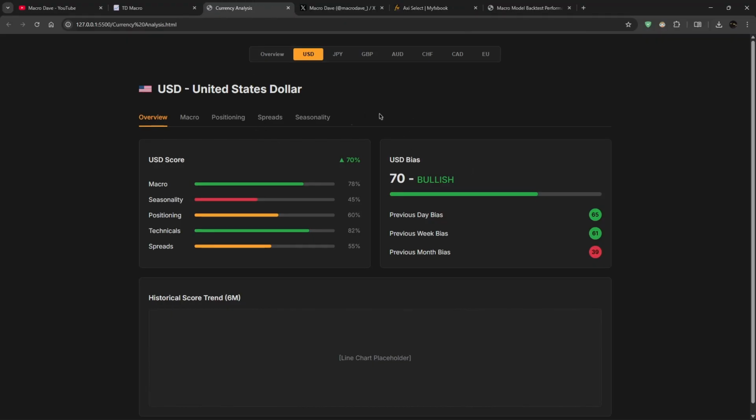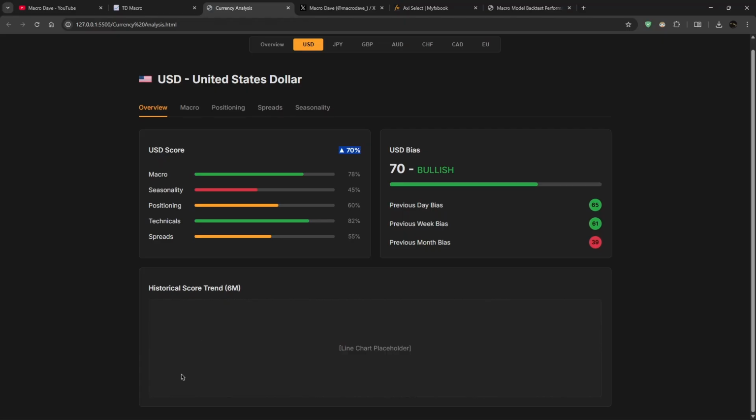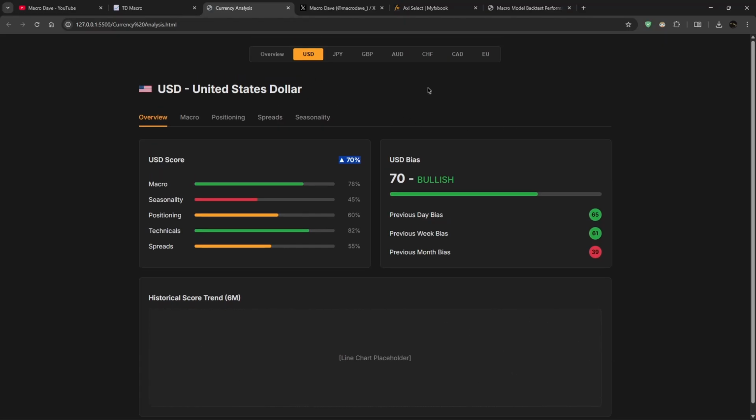It will have an overview and this nice container right here showing you the USD score, and it will rank macro, seasonality, positioning, technicals and spreads, just like on the FX signals page, but in a more aesthetically pleasing container. Then here you can see the current bias, which is 70. This is just the UI design. There's the previous day bias, previous week and previous month, and then you can see the historical score of USD. So this is what the final design should look like.